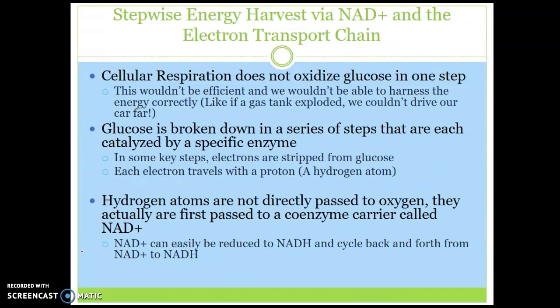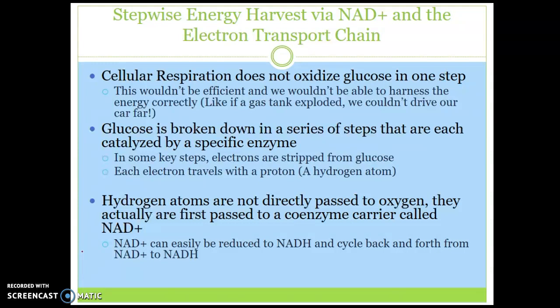So cellular respiration doesn't just do one step and boom, we have ATP. It wouldn't be as efficient if we did that. A great example of this is, let's say you're driving and your gas tank explodes, you're not going to get very far. You're probably going to be able to drive really fast for a really short amount of time, but it's not going to be very far. So that's why when we harvest these electrons and oxidize glucose, we actually go through many steps so that we're able to get as much out of it as possible.